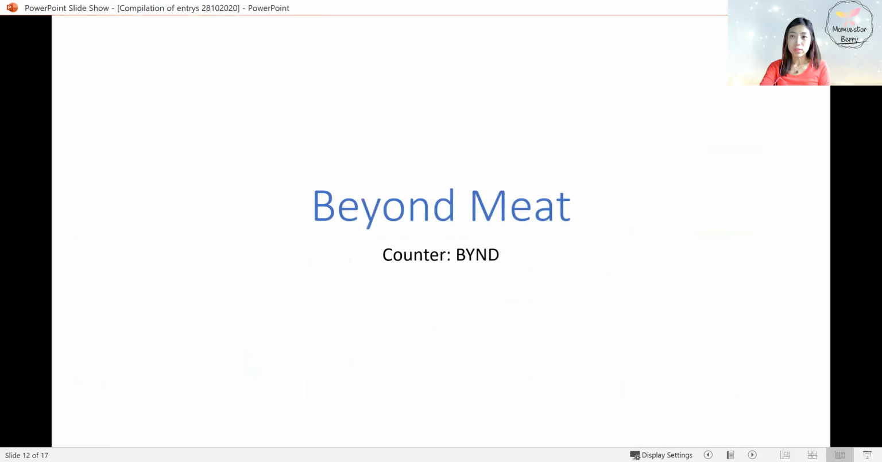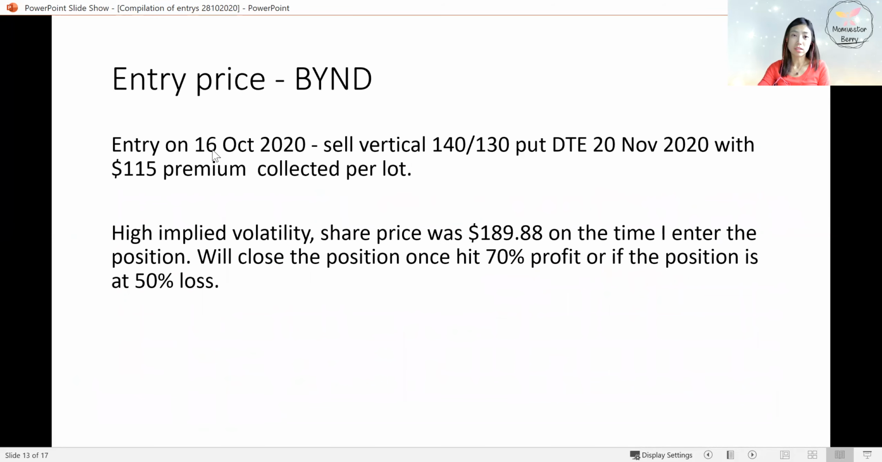Okay, the next one I would like to share with you is Beyond Meat, counter BYND. For Beyond Meat, I placed a trade on the 16th of October. I sold a vertical put, sell $140 and buy back $130. Buy put 130 strike, and the date of expiry is 20th of November with $115 premium for each lot size.